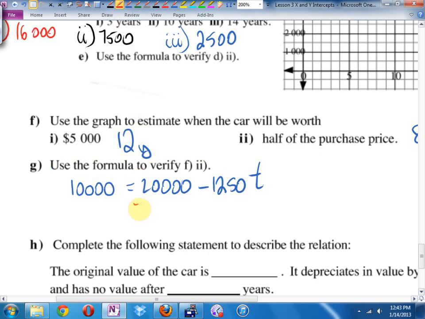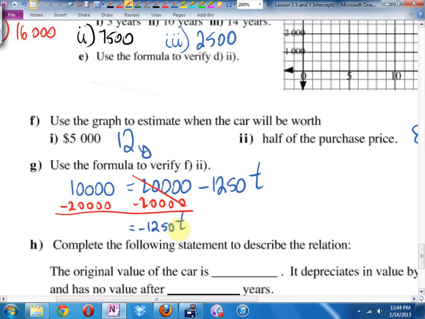I'm going to minus, not 10,000, Mr. Dewick, 20,000. Good gosh. Minus 20,000. Hey, how about I minus 20,000? Here, I get 20,000, take away 20,000, Curtis, that's nothing. In fact, the negative 1250 T just drops down like a domino.